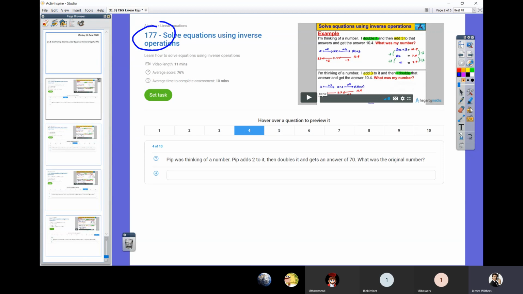The number that the person was thinking of is always going to be x. What we're told with question number 4 is we think of a number x, Pip adds 2 to it, so it's x plus 2. He then doubles that. You've got to make it clear that he's doubling everything, he's doubling the x plus 2. So put it in a bracket and then double that. He doubles it to get an answer of 70. So he thinks of a number, adds 2, doubles it and gets 70.